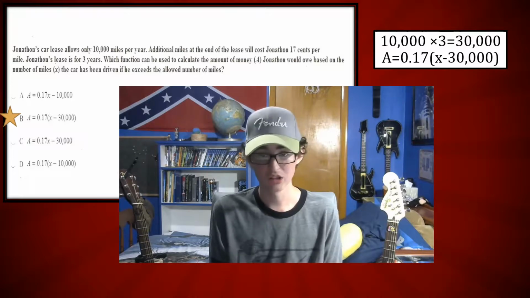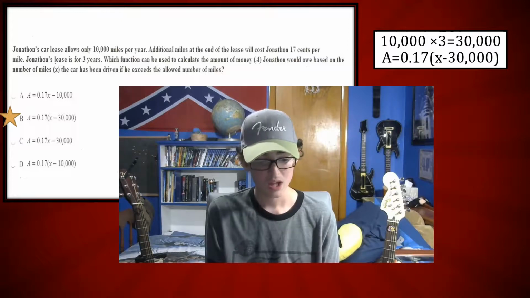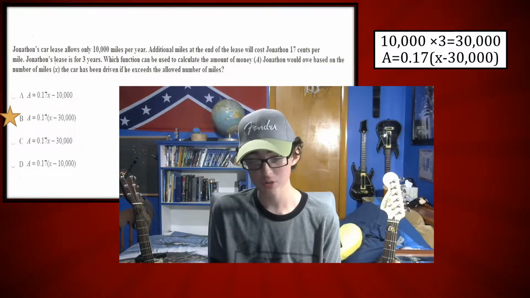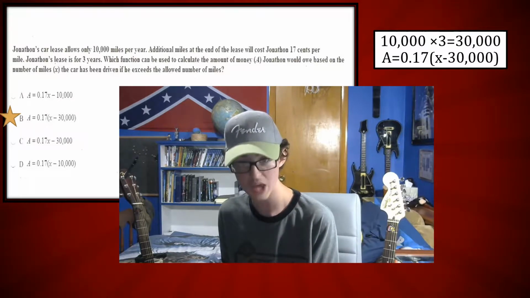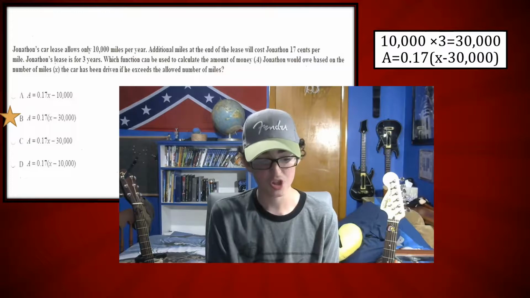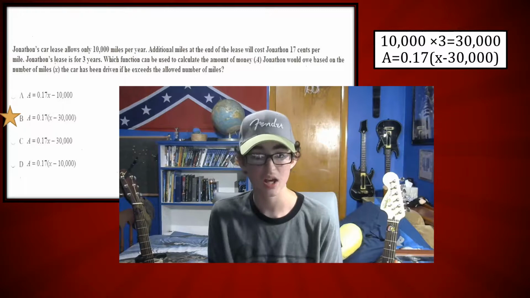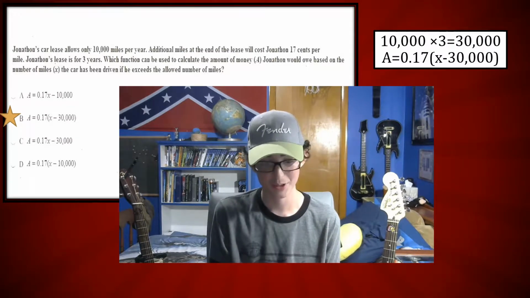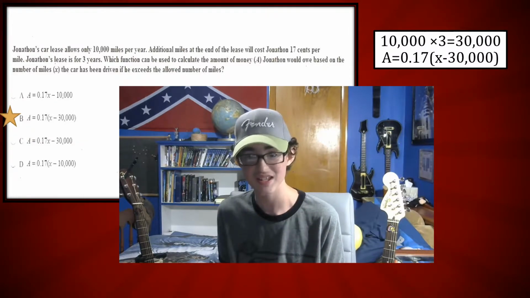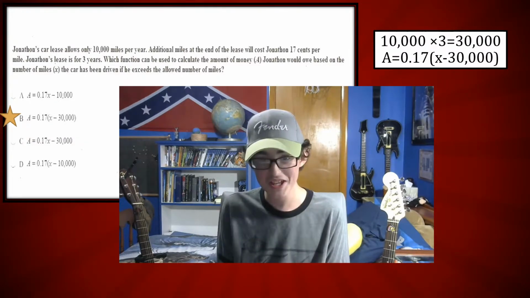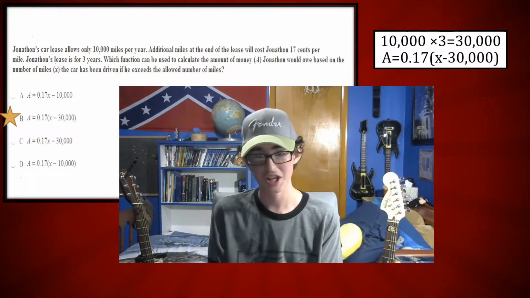So, our last contestants are B and C. We're going to have to see which one's right. Well, we're going to be multiplying the 17 cents per mile with the negative 30,000 and the x, which is the number of miles. So those two numbers, well, the number and the variable, would be in parentheses. And the only one with parentheses is B. So B is the answer. If you got it right, well then I guess you'll know.